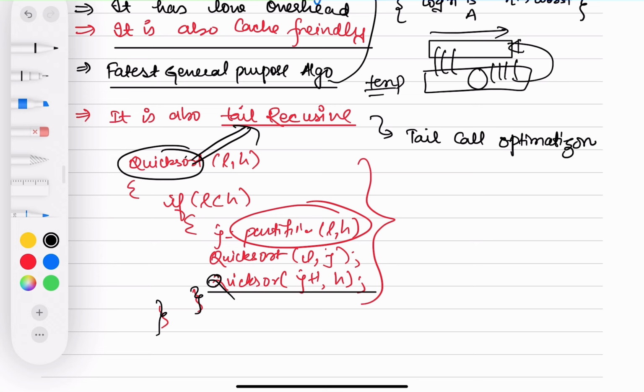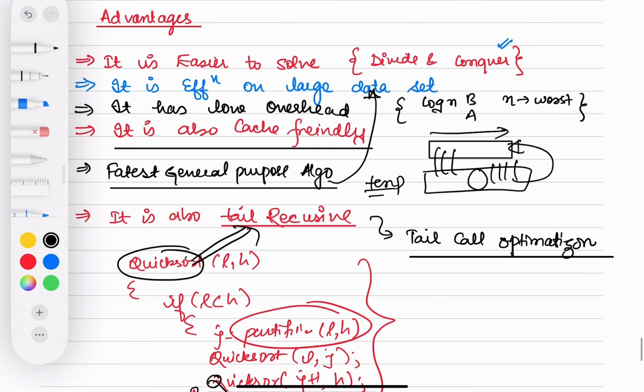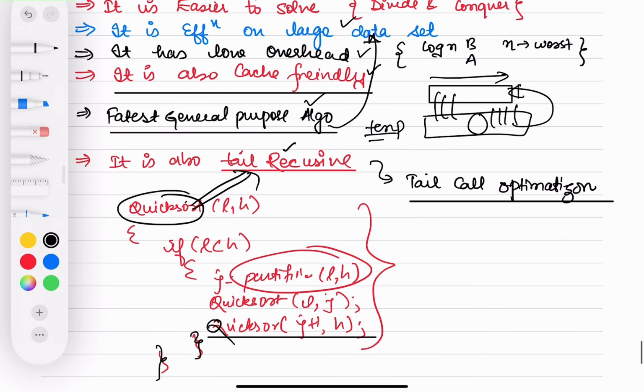So these are some of the advantages of quick sort. It is easier to solve, it works for large data sets, it has low overhead, it is cache friendly because of less space, it is the fastest general algorithm, and it is tail recursive. When the last operation in an algorithm is the recursive operation, it is called tail recursive.